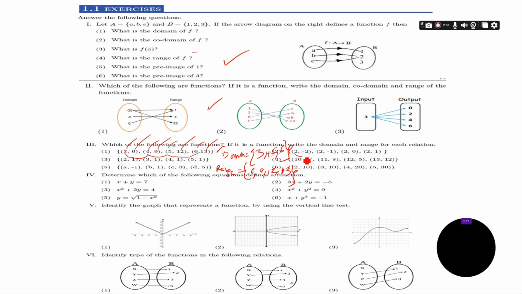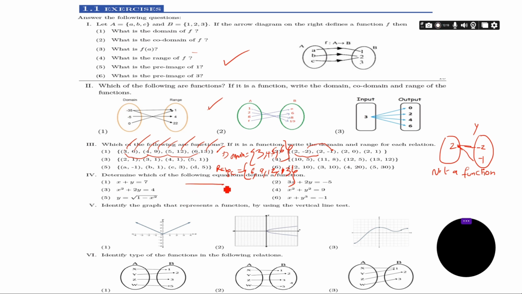But here the x values are equal to 2 and the output y is different. So in that case, if we draw the diagram, 2, but here minus 2 and minus 1, like this. So 1 input is going to 2 images, 2 outputs, 2 y values, so it is not a function. If it is not a function, then the domain and range will not exist, like this.